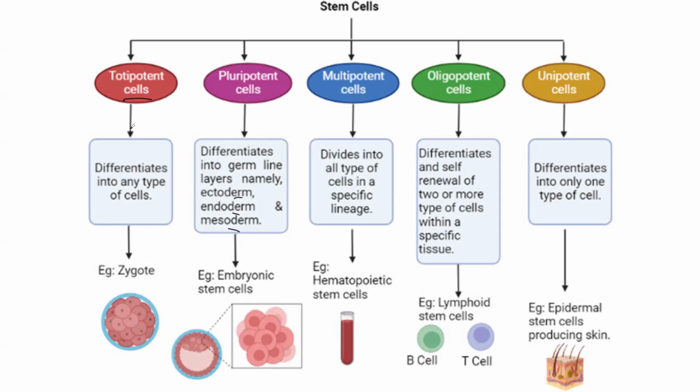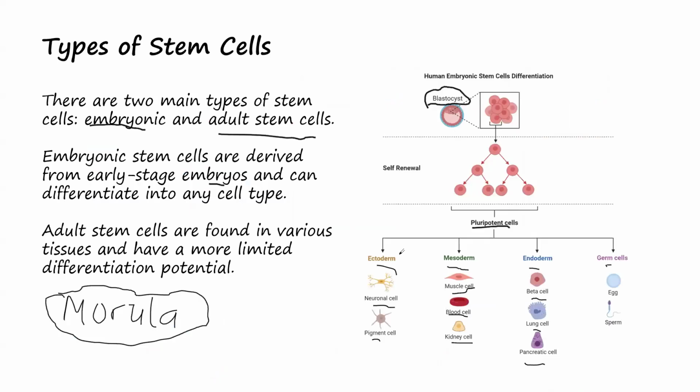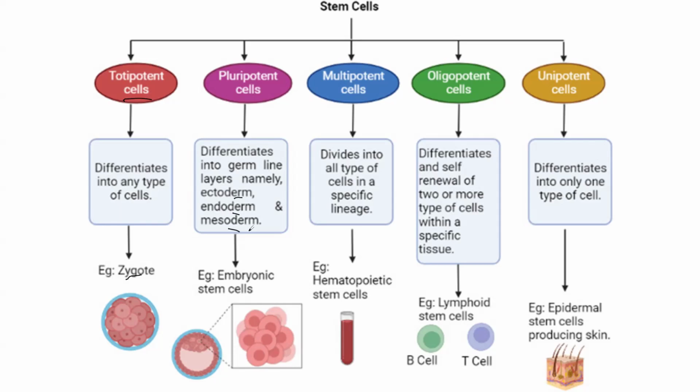So you see, totipotent cells are produced from zygote, morula, and blastocyst, while pluripotent stem cells are found in embryonic stem cells, as I clearly mentioned from the previous slides. So this is actually the mesoderm, the endoderm, and ectoderm that I mentioned earlier, and also the types of cells that are generated. Then the next one is multipotent stem cell. So these multipotent stem cells divide into all types of cells in a specific lineage. So you see, this is in a specific lineage.